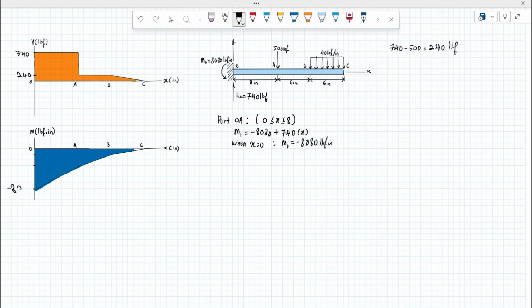So we can get over here negative 8080 pound force inch. And then after that, we can calculate for at point A, which is when x equals to 8, which is M1 equals to negative 8080 plus 740 times 8, which is negative 2160 pound force inch.